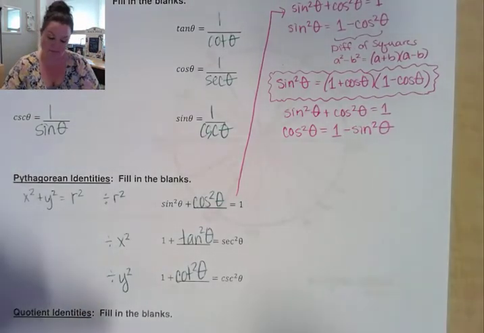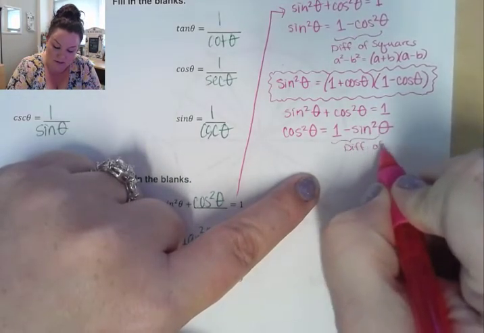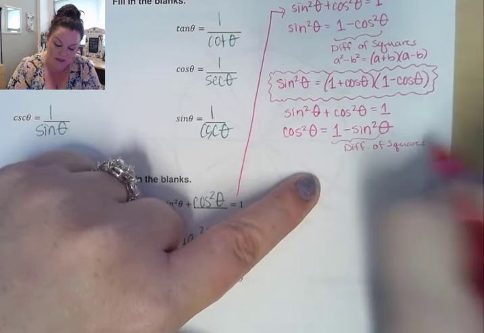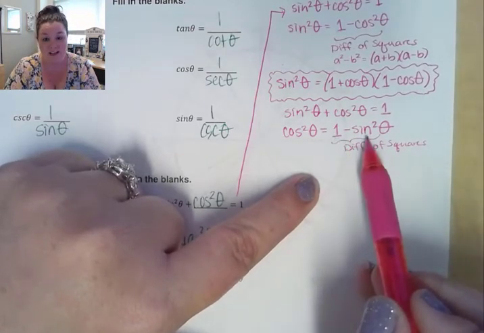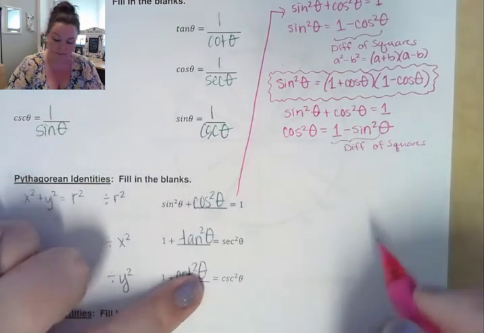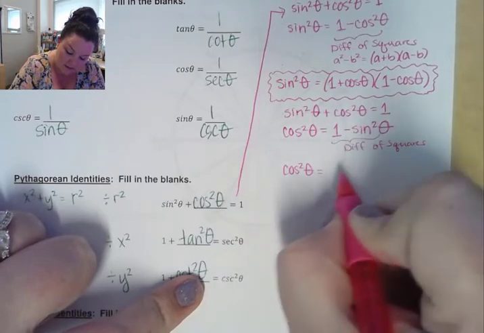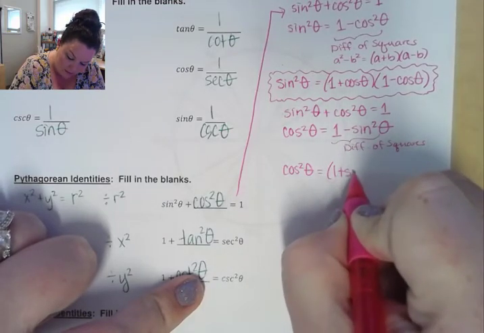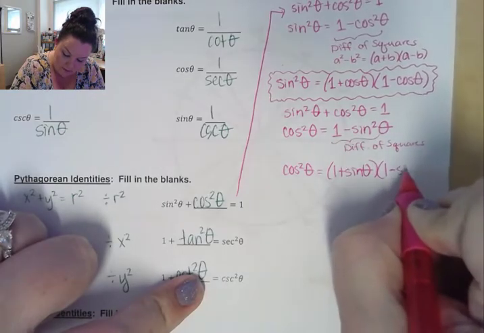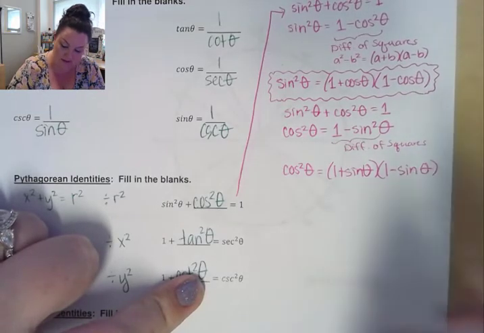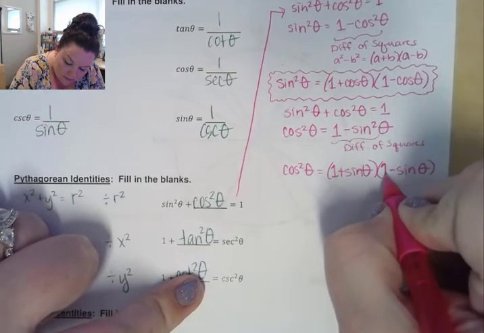And then just like before, this here is going to give me a difference of squares, right? My base on my first term that's being squared is a 1. My base on my second term would be sine theta, right? So then we could go ahead and factor this one. Cosine squared theta is equal to 1 plus sine theta and 1 minus sine theta, right? My ones kind of blend in.